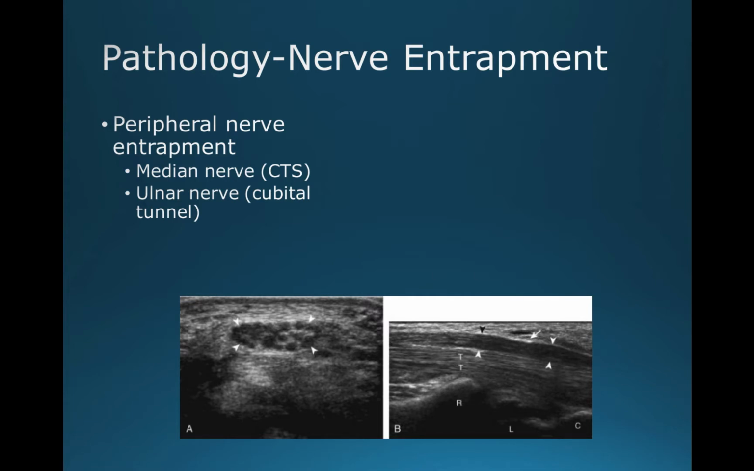You can see certain nerve entrapments of a peripheral nerve. The most common ones that we see in sports medicine or in emergency medicine would be the median nerve, which would be consistent with carpal tunnel syndrome. Here is a beefy, kind of large, hypoechoic area of a median nerve. You can see it's very swollen. And here's an ulnar nerve in the cubital tunnel, which is also quite swollen.